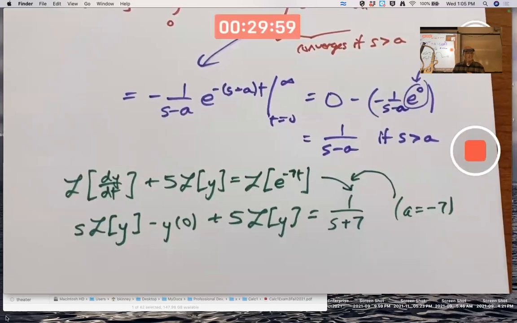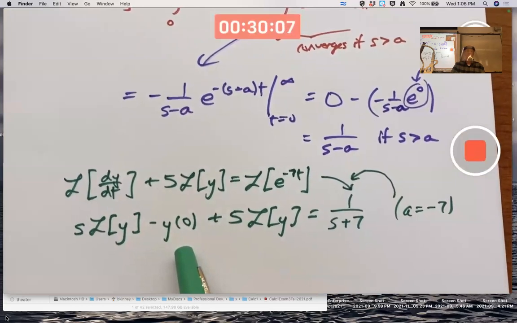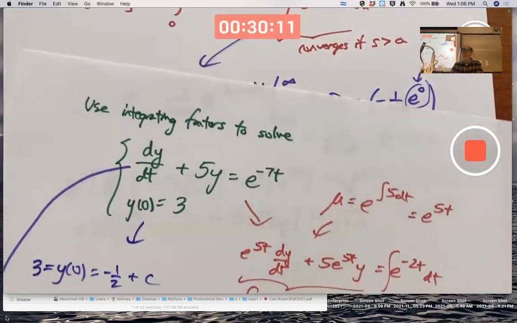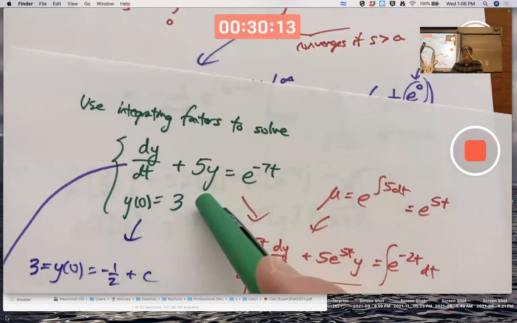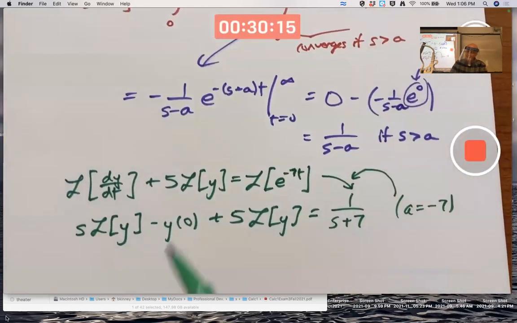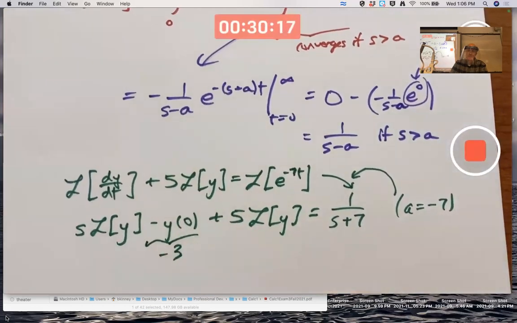And look at this, almost as if by a miracle, the initial conditions in this equation. I can plug in the initial condition right now. y of 0 is 3, right? Back to the IVP, y of 0 is 3. This is a minus 3.